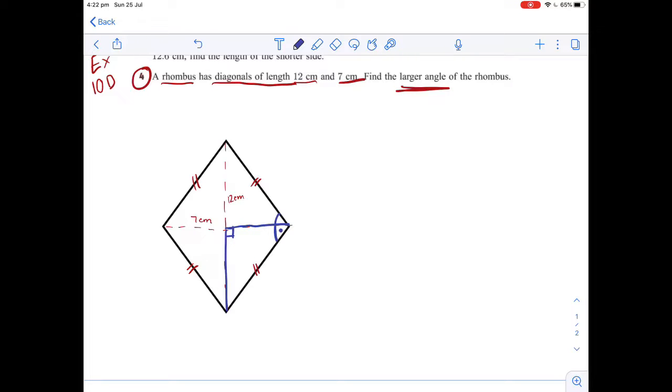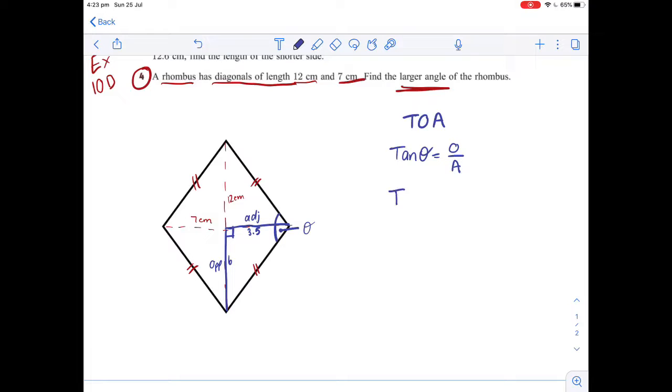Alright, so my side lengths on this triangle would be, this length here would be 6 and this length here would be 3.5. So now this is my angle that I'm looking at. Let's call this one theta. So this 6 here is going to be my opposite and 3.5 is my adjacent. So now if I think of my SOHCAHTOA, I've got opposite and adjacent, which is TOA. So I've got tan theta equals opposite over adjacent.